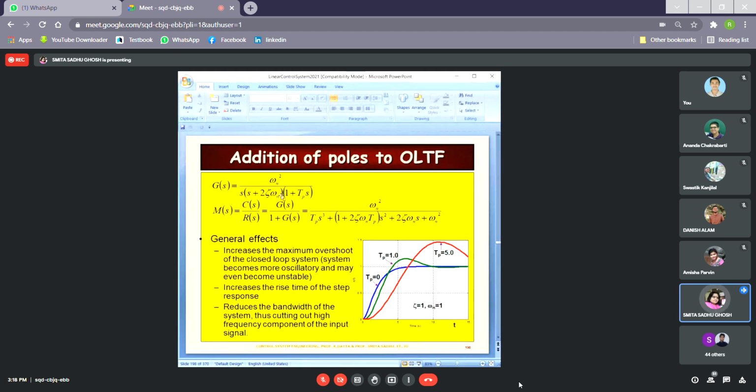Now if I were to find out the effect of adding one pole to the open loop transfer function, I would first have to find the closed loop transfer function. So that is done first. The closed loop transfer function is given by G(s) by 1 plus G(s), because we are assuming a unity feedback system. Once you take this G(s) and calculate all that, this is what results. So what do you find over here with respect to the original system?